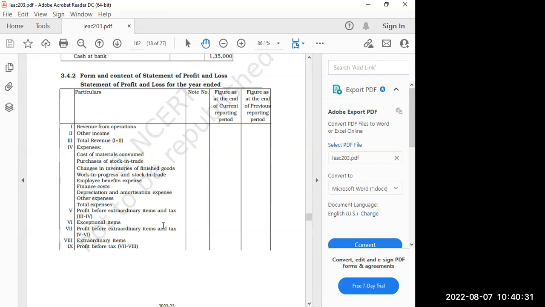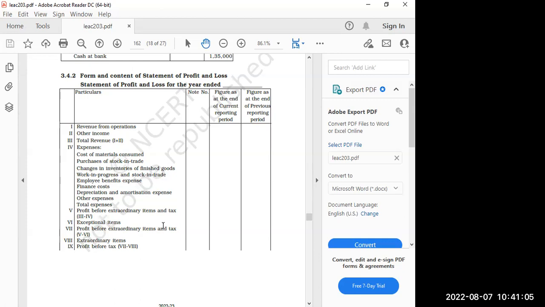Then the fourth one is expenses, expenditure. Under expenditure, we have some categories. We are not writing all the expenditure together; we write some classification with some headings. Of course, income minus expenditure is equal to profit. Income we have two types: one is core income, another is other income. Core income is called income from operation. These two together are called total income, minus expenditure.